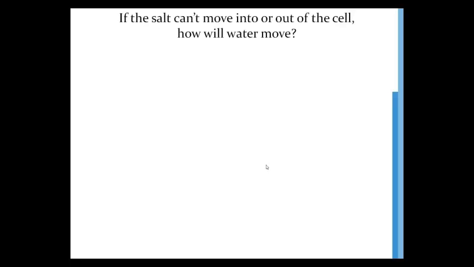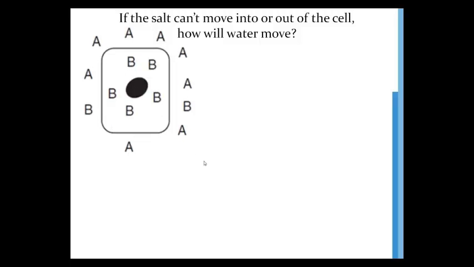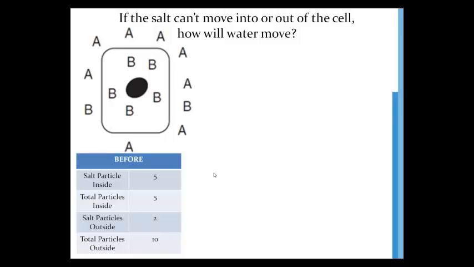Next question, if the salt can't move into or out of the cell, how will the water move? So here's the picture of the cell that you guys have in front of you. I'm just going to simplify it, and I'm going to only look at water and salt. So I'm going to take out all of the C's. So if I go through and I count, I have 5 salt particles inside, 1, 2, 3, 4, 5, and that's all of the particles. On the outside, I've got 1, 2 salt particles, but a total of 10 other particles.